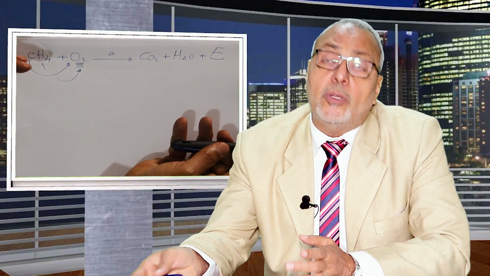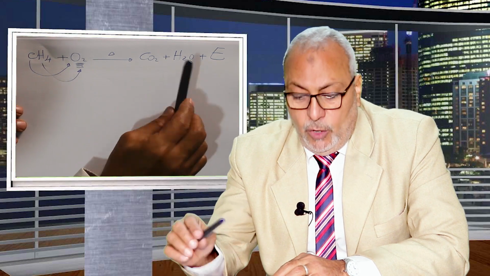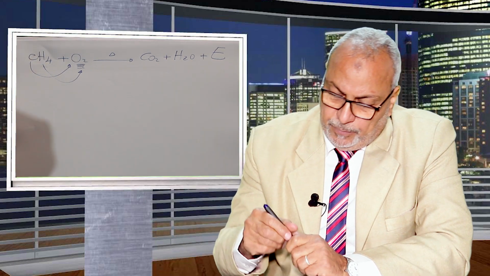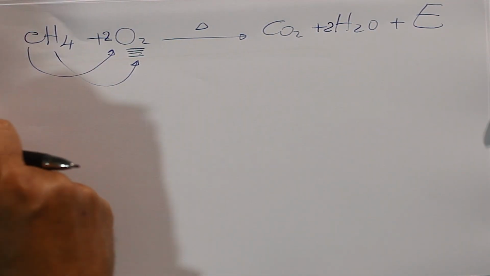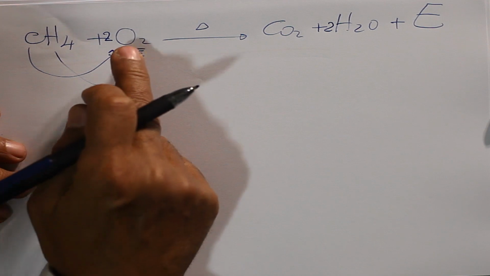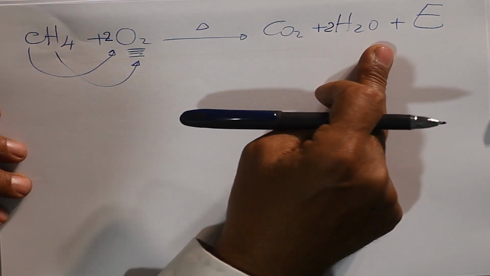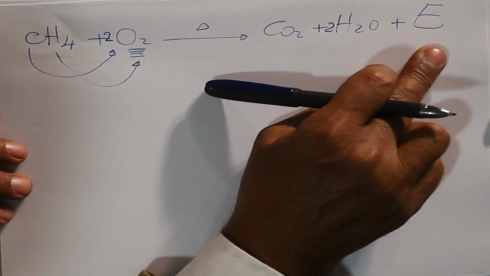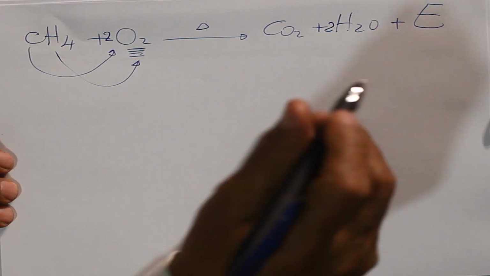We will ask a question. Are all the same? No, according to the balance of the equation. We can balance the equation. The balanced equation: CH4 plus 2O2 by burning produces carbon dioxide and 2 water molecules and a large amount of energy. So it is used as a fuel in houses.